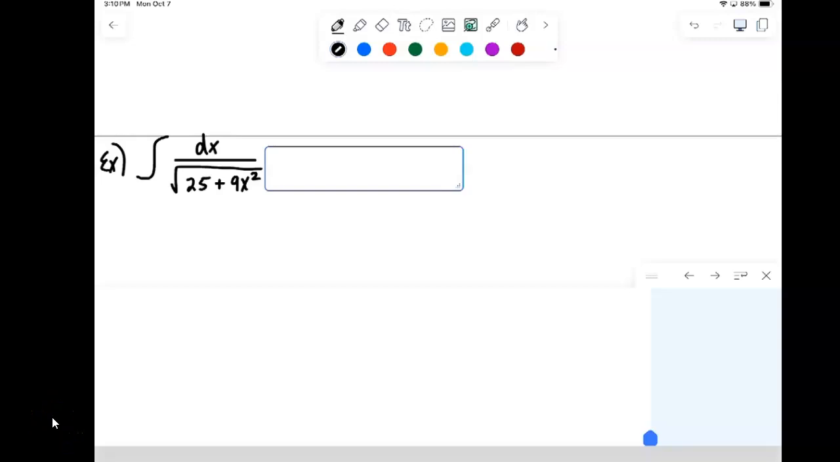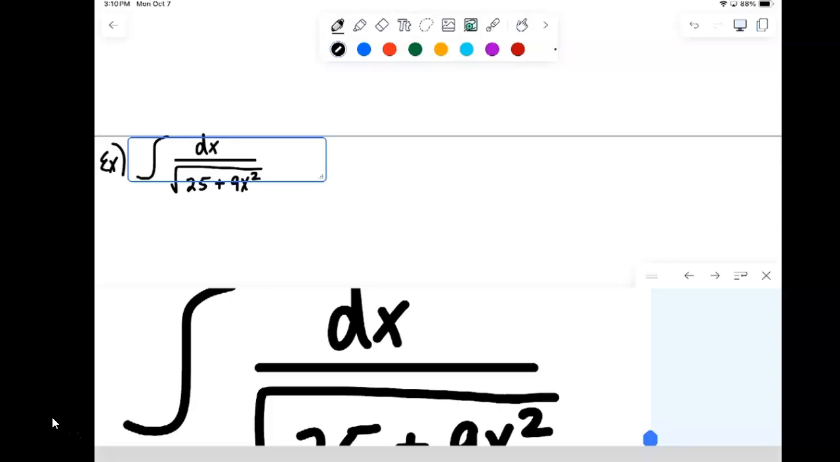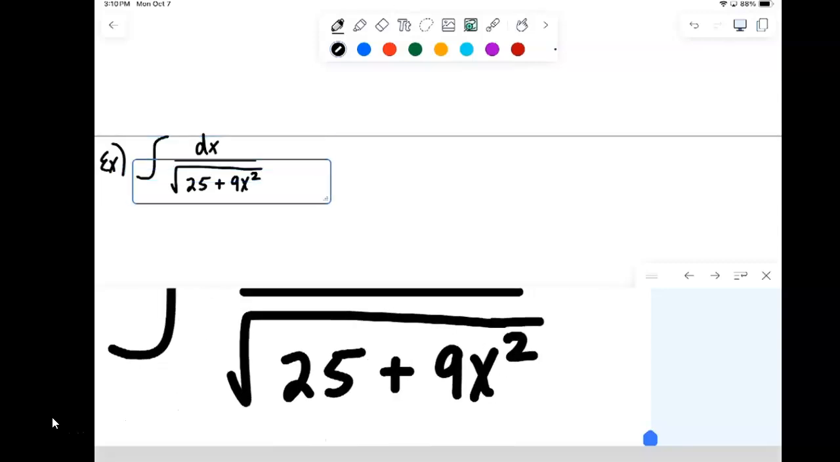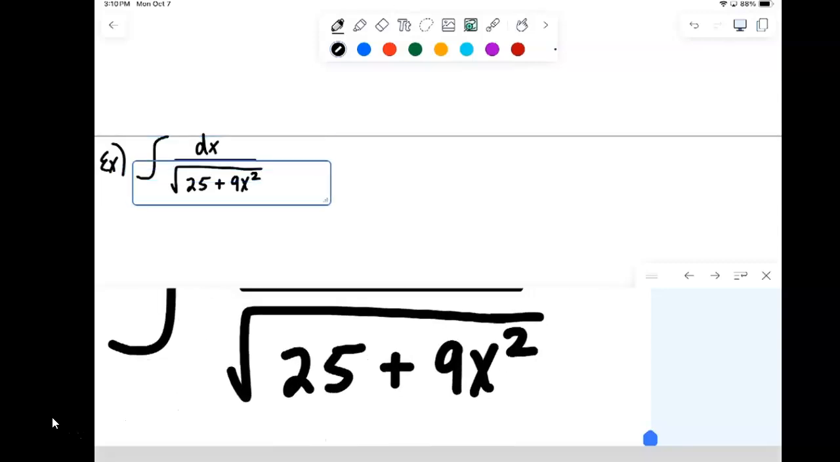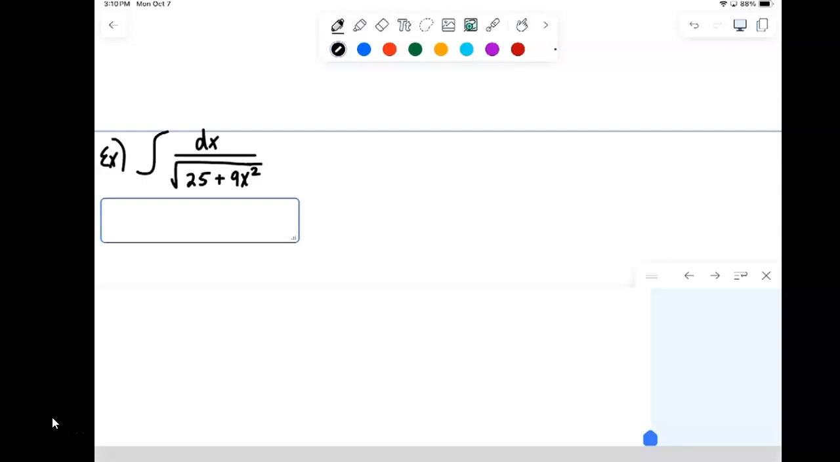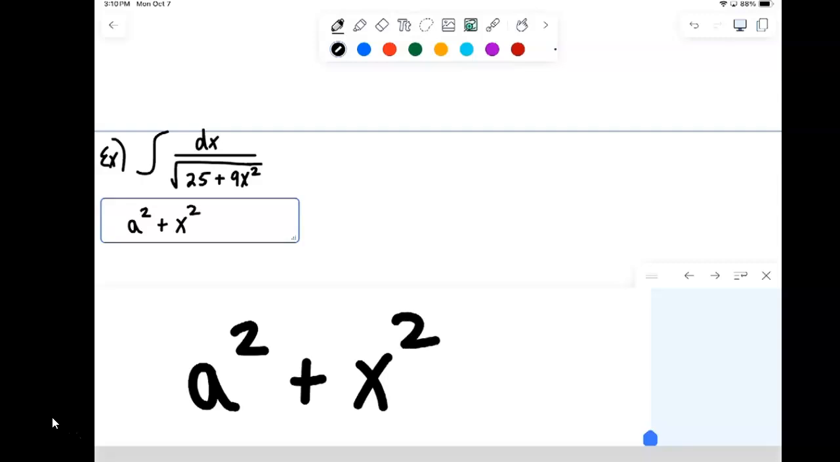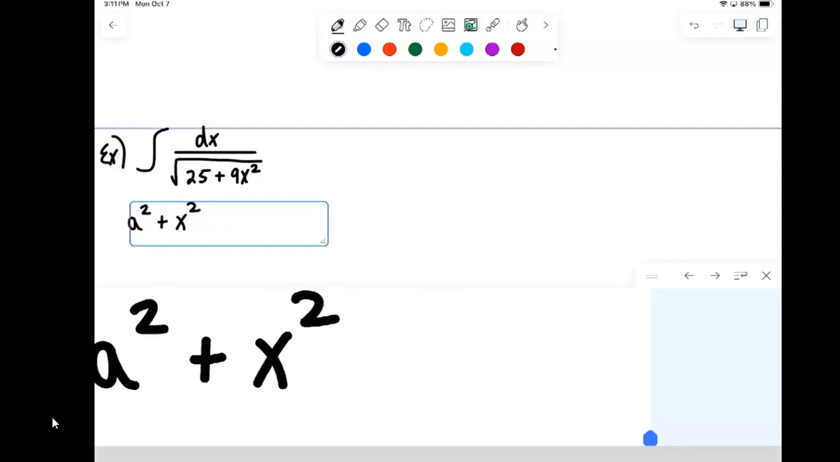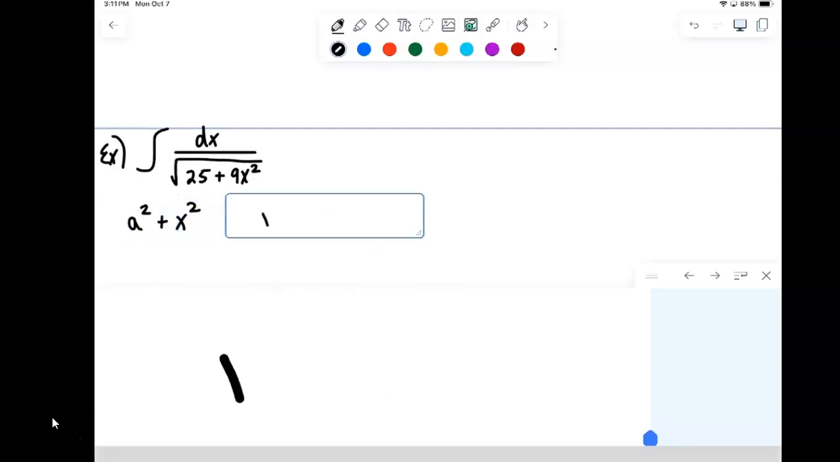Okay, so in this example here, we have an integral of dx over 25 plus 9x squared. So immediately we see that sum of squares being added, x squared being added. So we know that that's going to be a tangent: x equals a tangent theta.